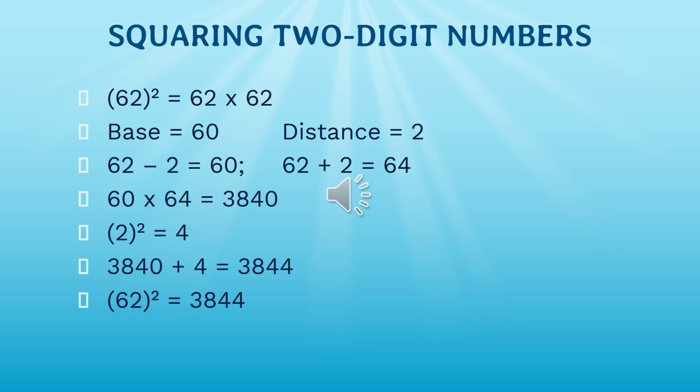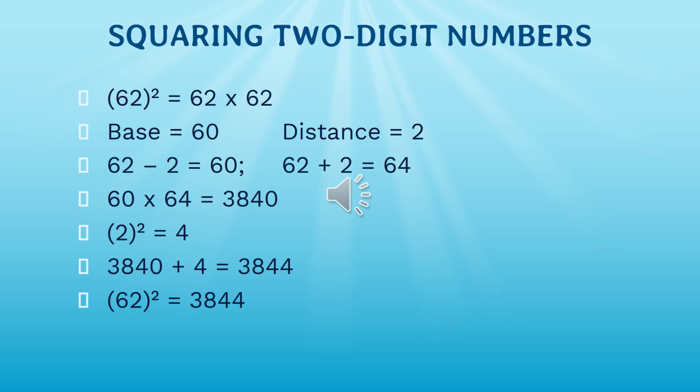For our third example, we have here 62 squared, or that's 62 times 62. So first we need to find a base. The closest multiple of 10 is obviously 60. So from 62 we go down to 60 by 2, hence we should also go up by 2, and that brings us to 64. So we now have two factors, 60 and 64.